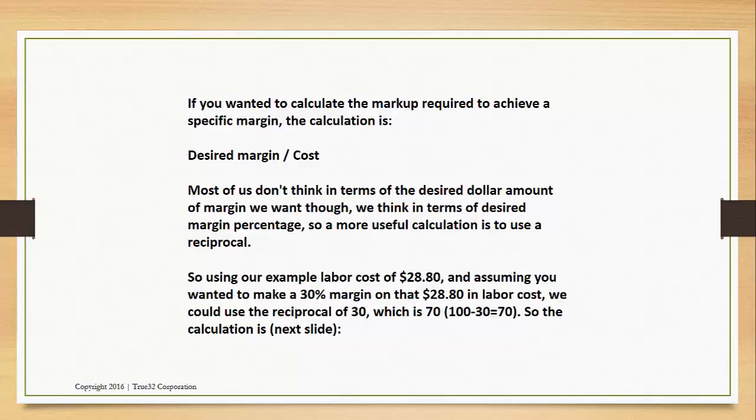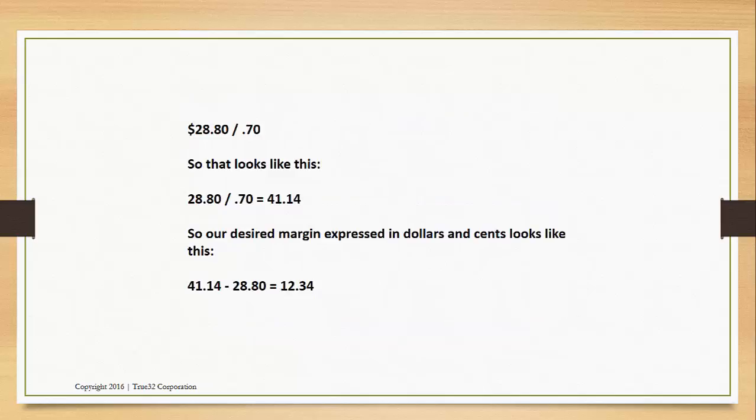So using our example labor cost of $28.80, and assuming you wanted to make a 30% margin on that $28.80 in labor cost, we could use the reciprocal of 30, which is 70. 100 minus 30 equals 70. That's where we get the reciprocal. The reciprocal is the balance, the difference of taking 100 and whatever you want to earn. That number is what you're looking to use as your reciprocal. So the calculation is $28.80 divided by 0.70. So that looks like this.